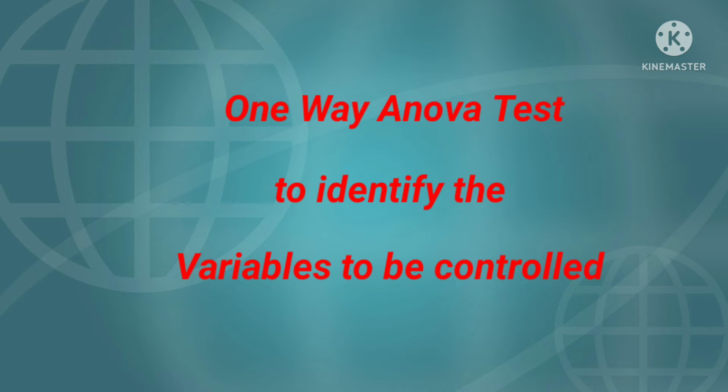Welcome to my channel. In this tutorial we shall see how to identify those categorical variables which warrant controlling in subsequent analysis of the study. A one-way ANOVA test will be utilized to measure the influence of categorical variables on variables of interest or the dependent variable.